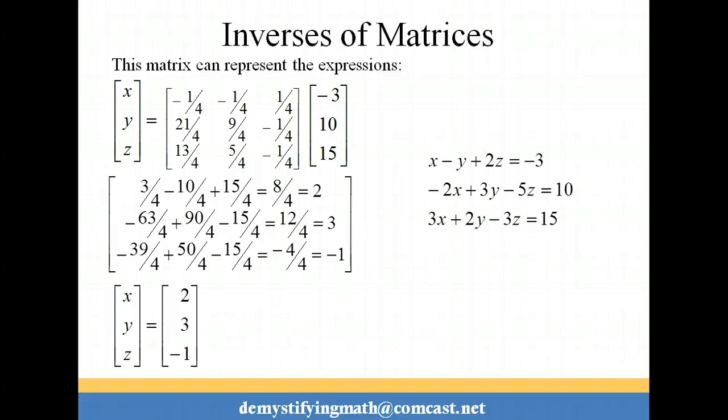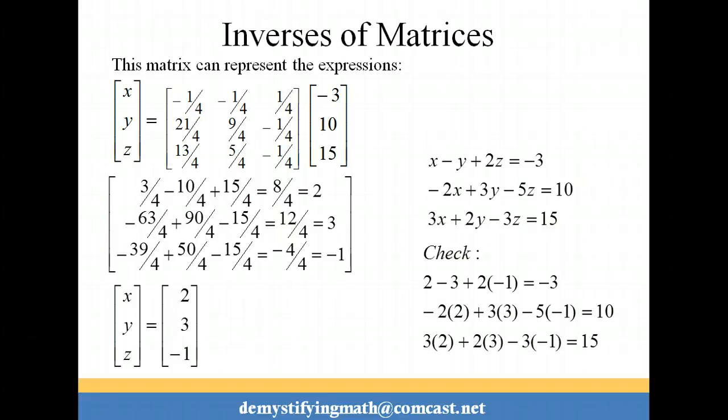Now we can always check our work and make sure that we did it correctly. So going back to our system of equations, we're going to plug in 2 for x, 3 for y, and negative 1 for z, and check our work. So for the first equation, you have 2 minus 3 plus 2 times negative 1, which gives us negative 3. And you can verify it for the last two equations as well to see that you get 10 and 15. So this is your solution set.